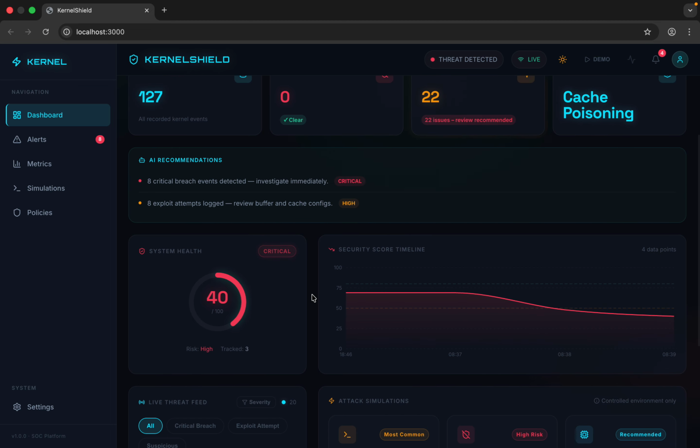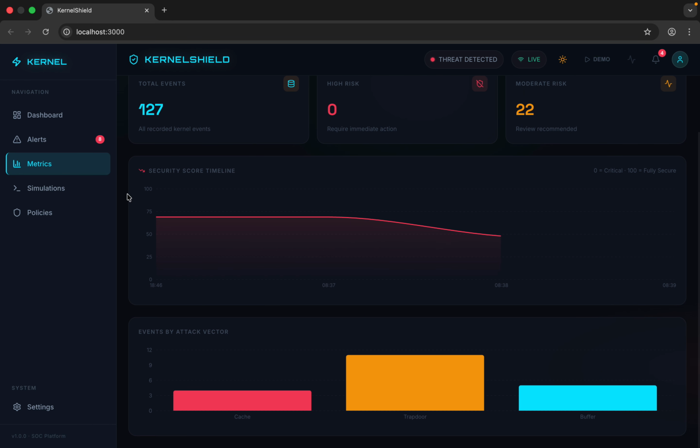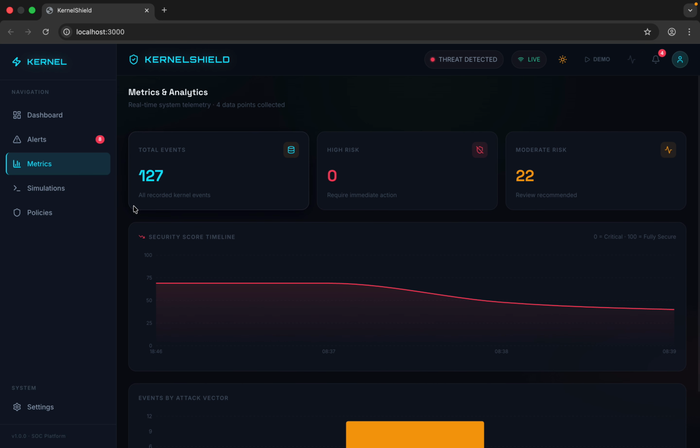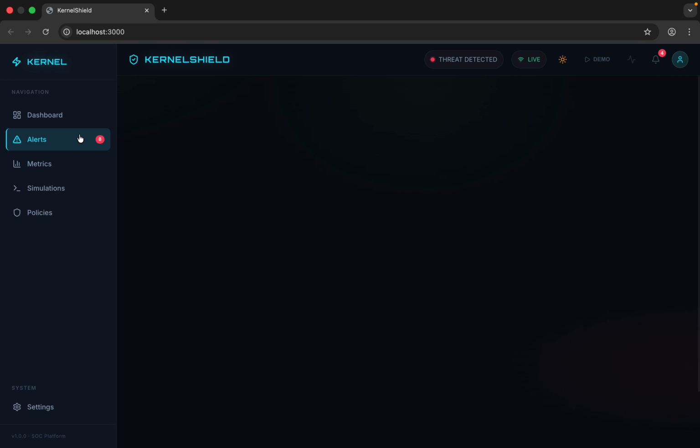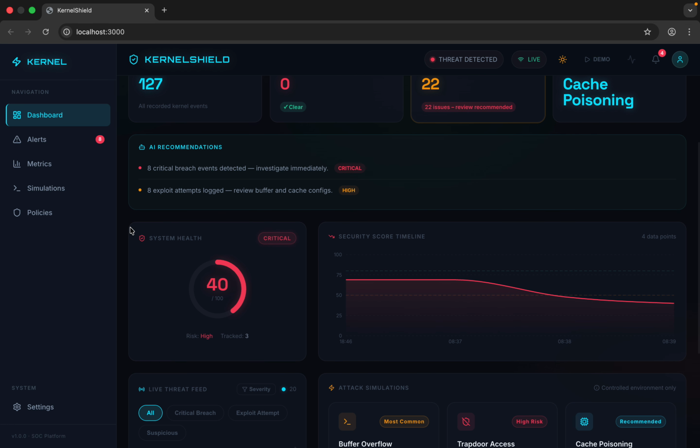And now let's talk about the system health for a second. It's right now this, down from 100 when we started. This uses something called an exponential weighted moving average. What that means is recent high severity events have the biggest impact. But over time, as the threats are resolved, older events matter less and the score recovers. It's like a credit score, but for your OS security. One bad event drops it, but good behavior over time brings it back up.